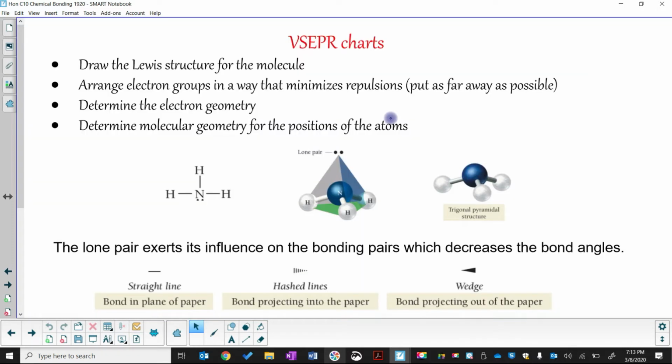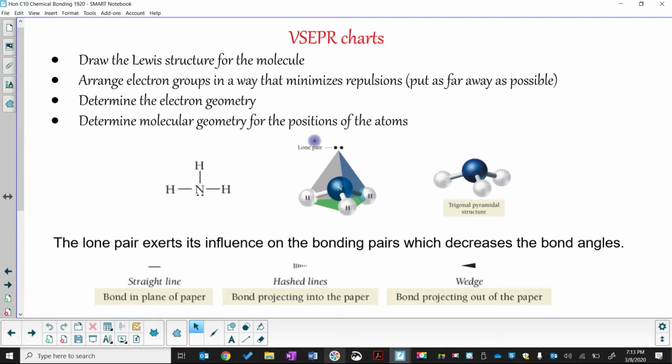How do we do it? Well, we draw the Lewis structure, and then we look at the electron geometry, and then finally we look at molecular geometry. Here are three ways to visualize it. The Lewis structure that we have been writing. Here is the electron geometry, and then this is just what the molecule looks like, the molecular geometry.